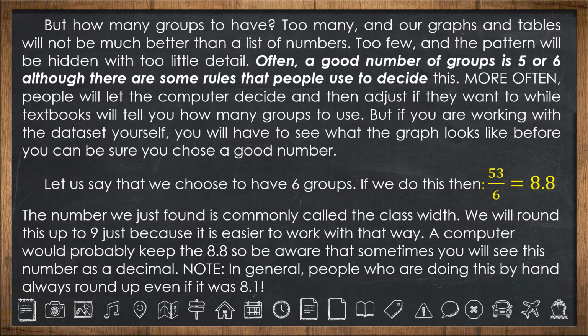Let us say that we choose to have 6 groups. If we do this, then 53 divided by 6 is 8.8. Again, we will round this up to 9 just because it is easier to work with that way. Okay? In general, people who are doing this by hand always round up, even if it was 8.1.